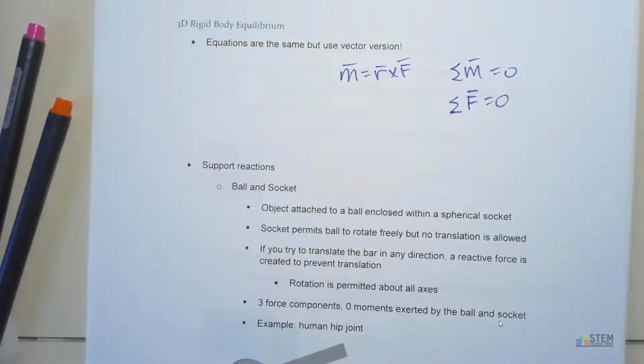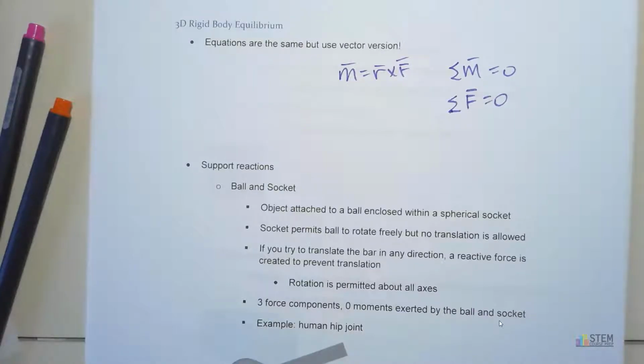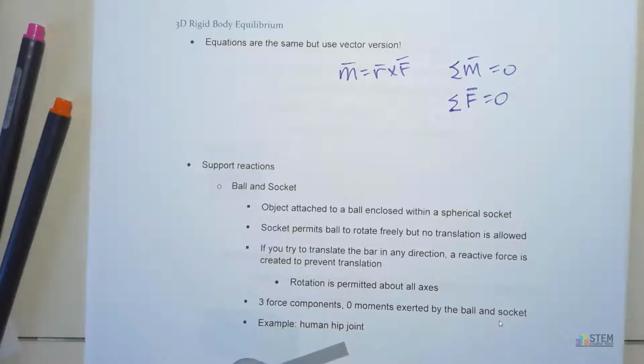First, let's talk about our support reactions. In the last section when we did 2D equilibrium, we had pins, rollers, rockers, we had a fixed support, we did normal force, and cables, things like that. So simple things that were only in 2 dimensions. Now that we've got 3 dimensions, we're going to add to that list.